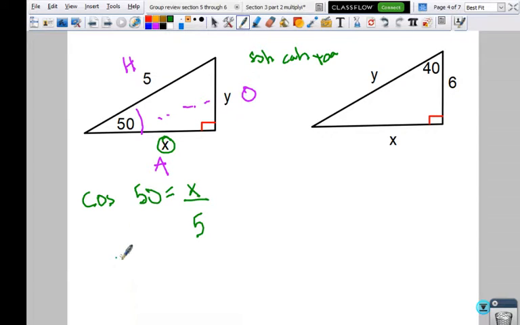So I get 0.64 equals x over 5. I still have to solve for x by doing the opposite, which is times 5. So I'm going to get 0.64 times 5, which is 3.2. So x equals 3.2.